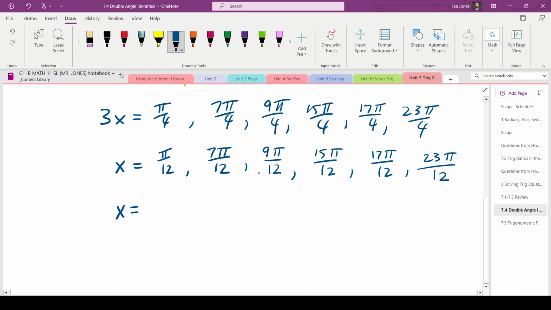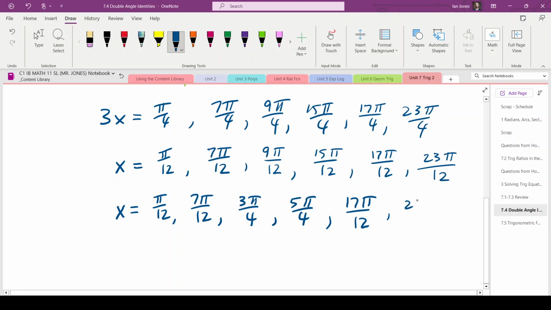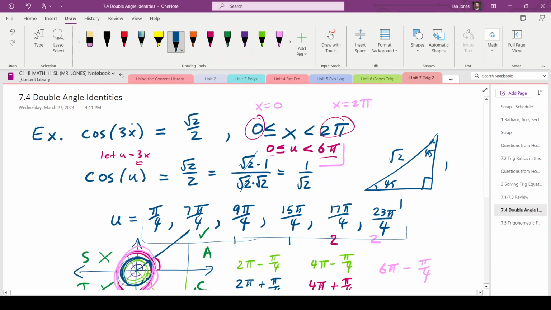The third one here can be simplified. So we have pi over 12, 7 pi over 12. Here, divide by 3, 3 pi over 4. Here we can divide by 3 also, 5 pi over 4. That is, divide the numerator and denominator by 3. 17 pi over 12 cannot be reduced. 23 pi over 12 cannot be reduced. That is our answer. Those are the 6 values of x that when you substitute them in right here will make cosine of 3x equal to 1 over root 2, or root 2 over 2.